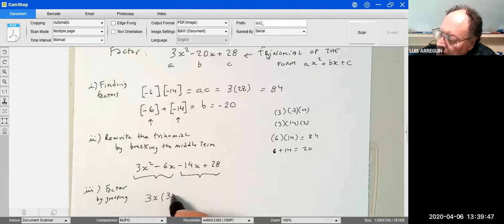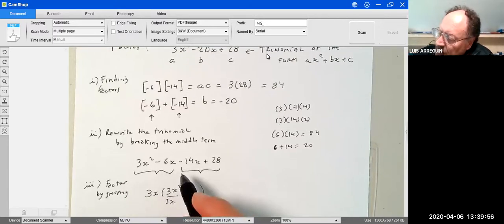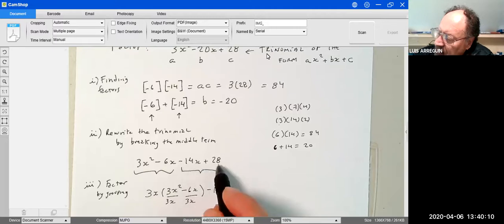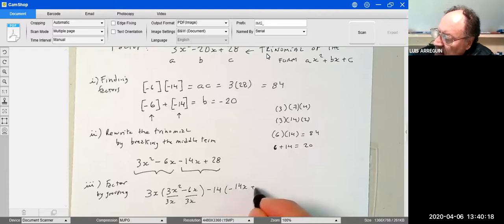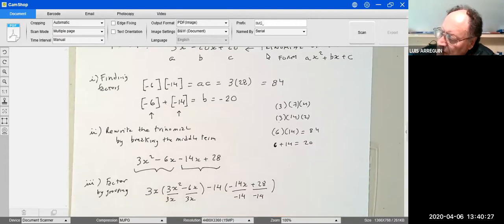So I'm going to divide 3x squared minus 6 over my greatest common factor. That's with respect to the first group. For the second group, what is the greatest common factor for the coefficients? You can see that negative 14 works for 14 and for 28, and you don't have the variable showing up in both terms, so there is no greatest common factor for variables other than one. So I'm going to write negative 14x plus 28, and I'm going to divide every term by my greatest common factor. Now it's time to simplify everything inside the parentheses.